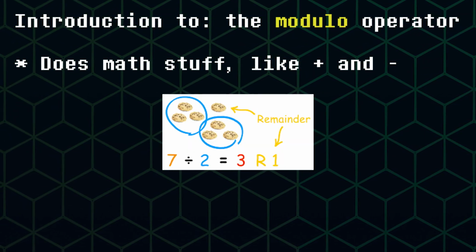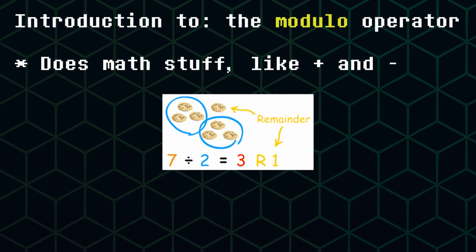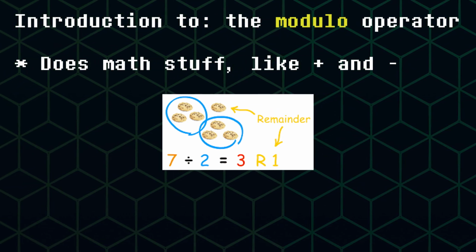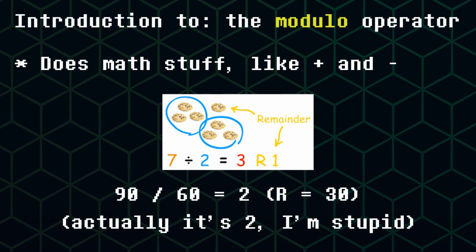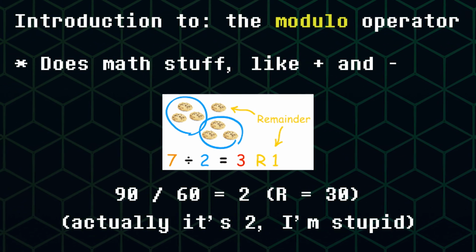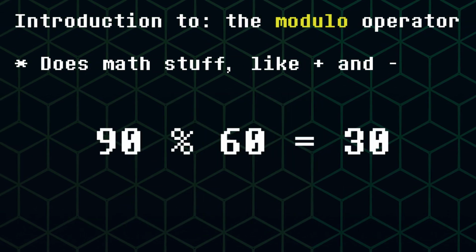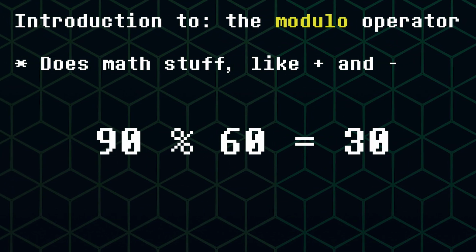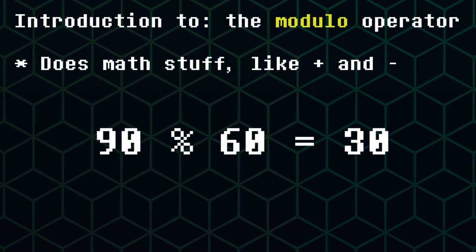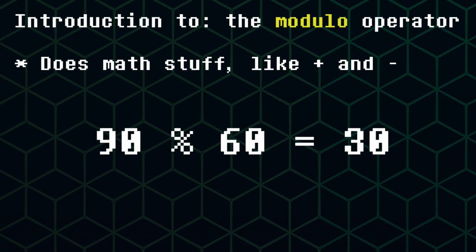Remember, when you divide on paper, you get a result and often a remainder. Say, if you divide 90 by 60, you get a result of 1 and a remainder of 30. This remainder is exactly what the modulo operator calculates. So by writing 90 % 60, you get 30. The percentage sign is used for the modulo operator.